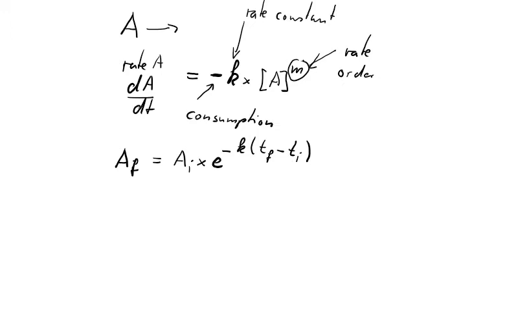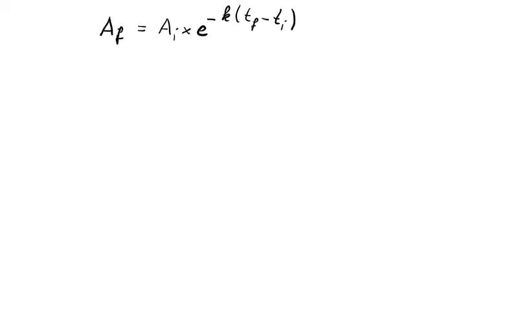Now, what if we have something like that? A is converted into B. So very clearly A is consumed, right? So A consumed. And B is produced.